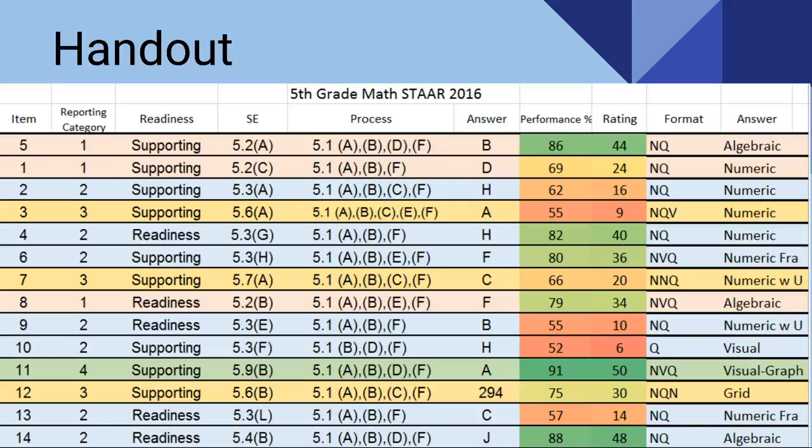Now the reporting categories in this document and another one that we'll be looking at in a minute: anything that's salmon colored is reporting category 1. Anything that's a light blue is reporting category 2. Anything that is a mustard color is reporting category 3. And anything that's green is reporting category 4.